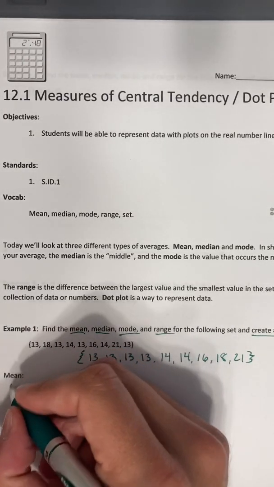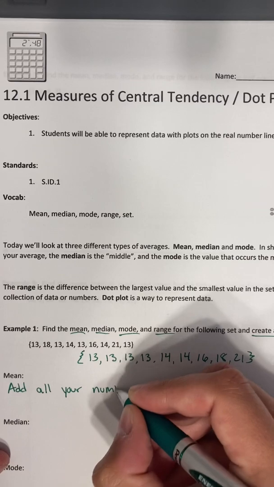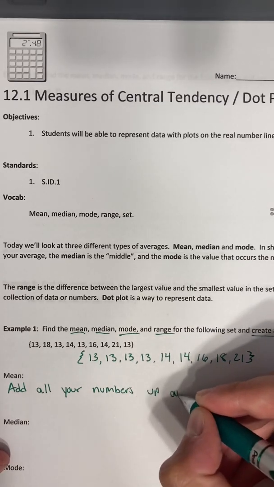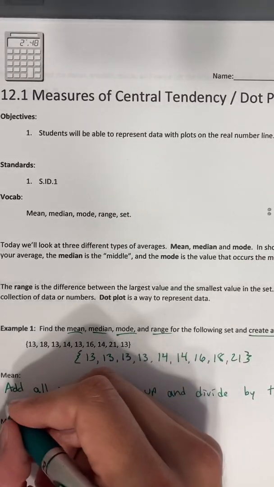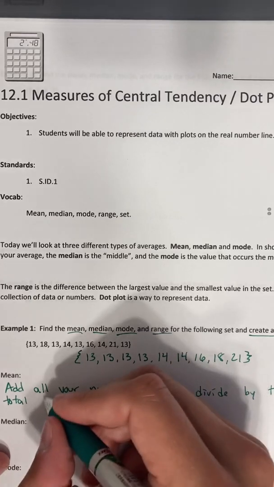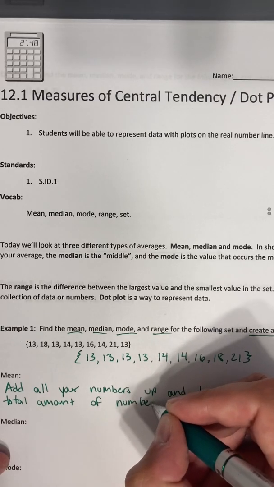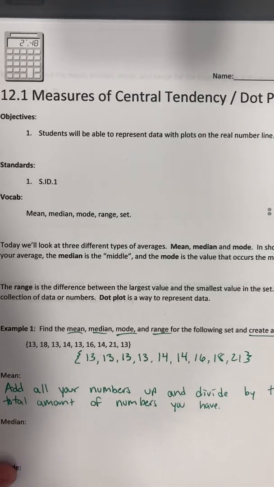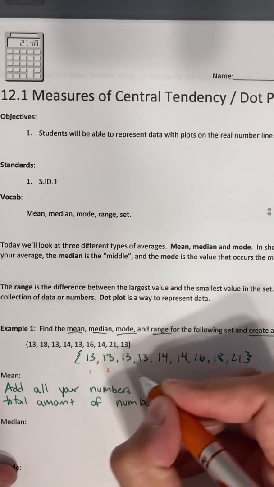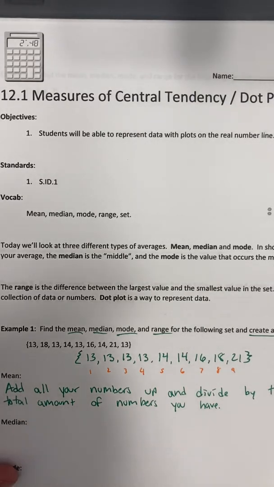So the mean is going to be: add all your numbers up and divide by the total amount of numbers you have. So we're going to add all these up and we're going to divide by, let's see how many numbers we have. We've got 1, 2, 3, 4, 5, 6, 7, 8, 9. We're going to divide by 9 numbers.